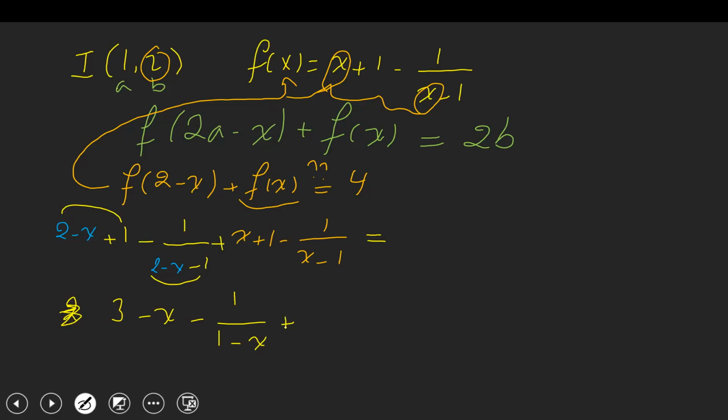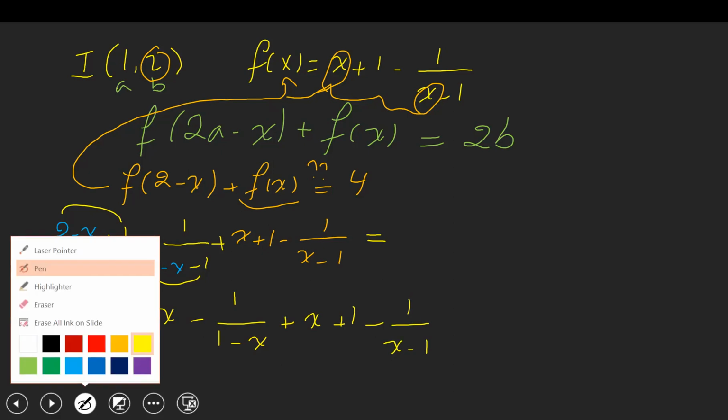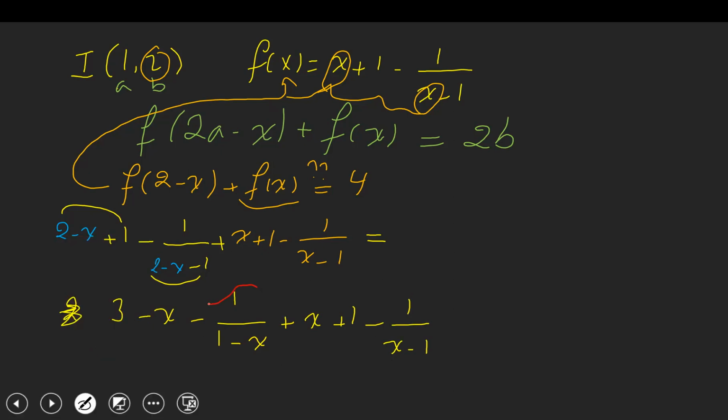Here we have a plus X plus 1 minus 1 over X minus 1. Look now. This is 1 over 1 minus X, and this is 1 over X minus 1. They are opposite to each other. So their sum is equal to what? To 0. So this and this neglect each other. Plus X and minus X also neglect each other. What do we get finally? 3 plus 1, which is equal to 4, verified.